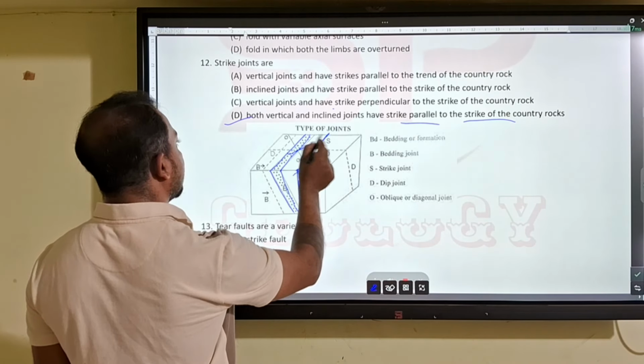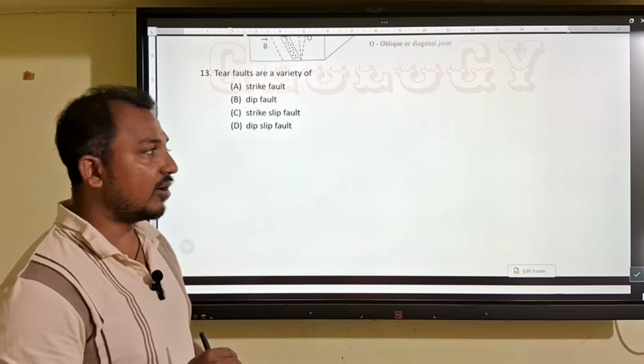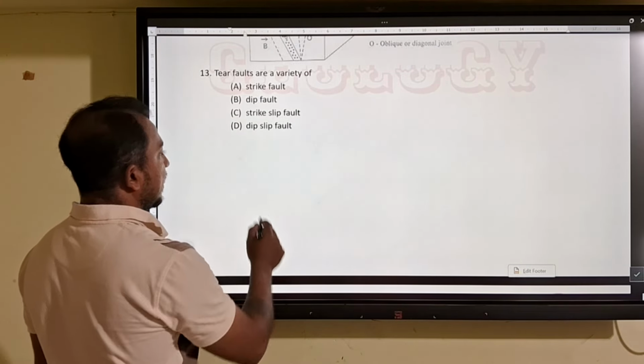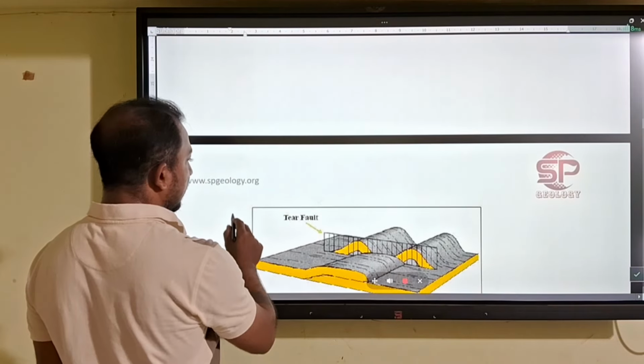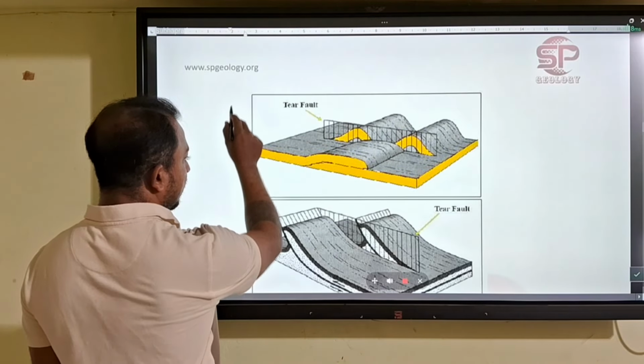Next comes tear fault. A tear fault is a type of fault. It comes under strike slip fault, where it cuts across any country rock. See, this is a tear fault where it upsets the structure. That is a characteristic of a strike slip fault. So a tear fault is a strike slip fault. All other types of fault we'll discuss in upcoming questions.